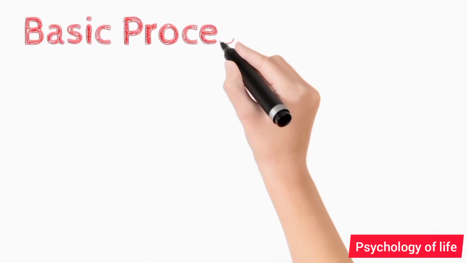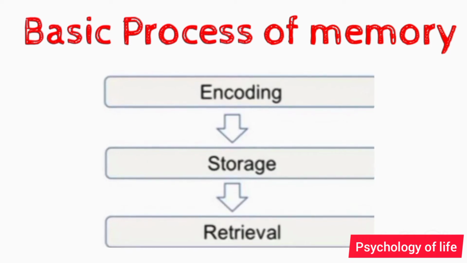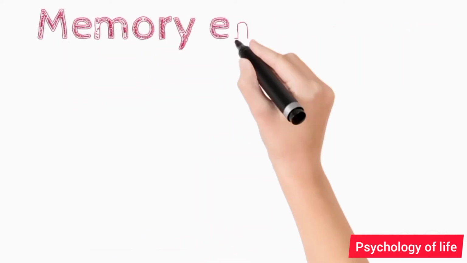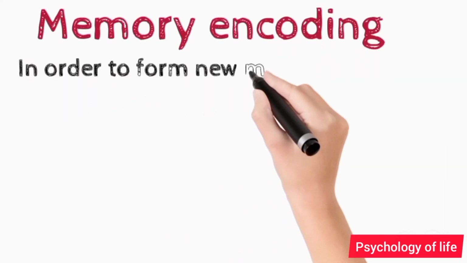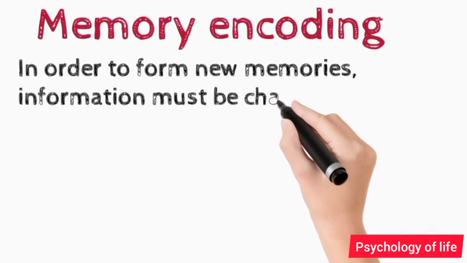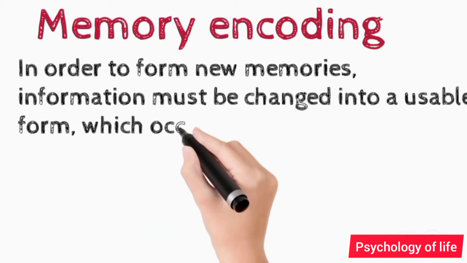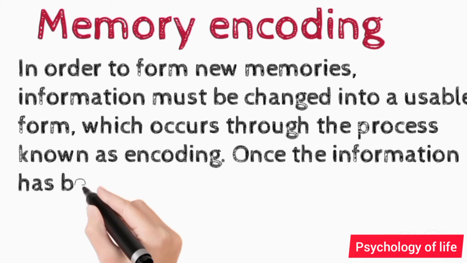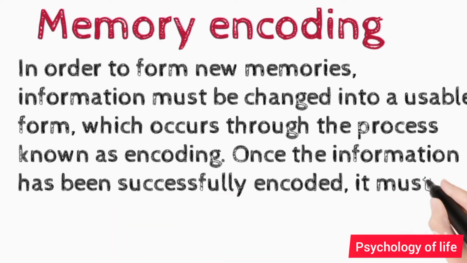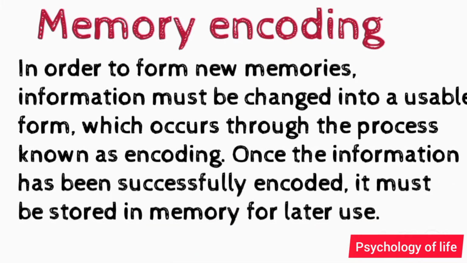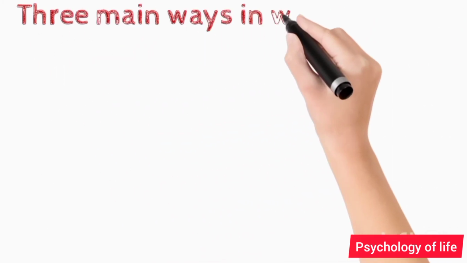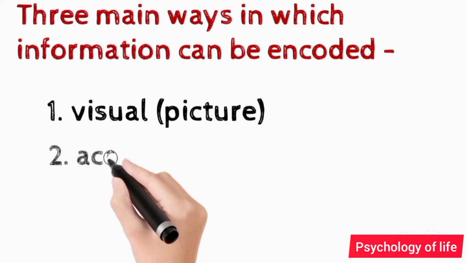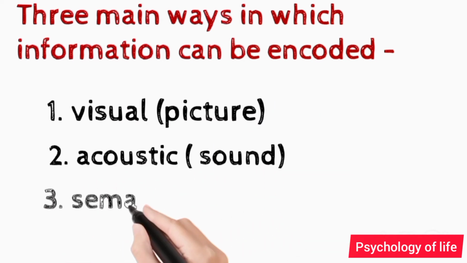The three basic processes of memory are encoding, storage, and retrieval. Memory encoding. In order to form new memories, information must be changed into a usable form, which occurs through the process known as encoding. Once the information has been successfully encoded, it must be stored in memory for later use. Three main ways in which information can be encoded: 1. Visual, picture. 2. Acoustic, sound. 3. Semantic, meaning.